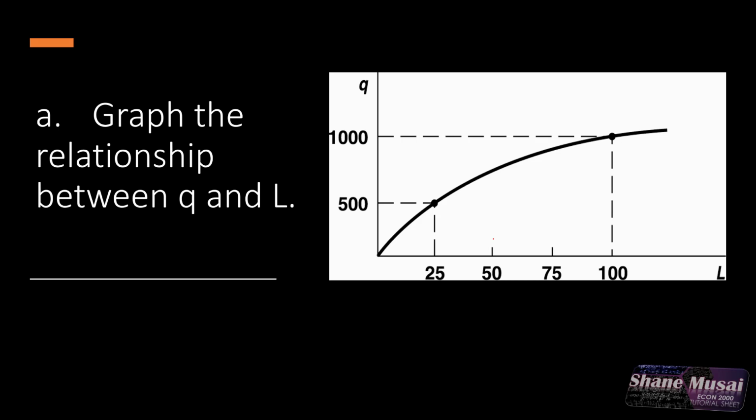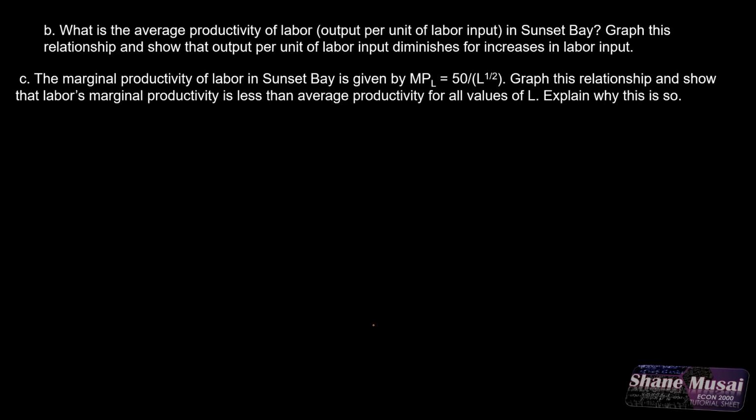Now part B says, what is the average productivity of labor output per unit of labor input in Sunset Bay? Graph this relationship and show that output per unit of labor input diminishes for increases in labor input. And we'll do part C one time.